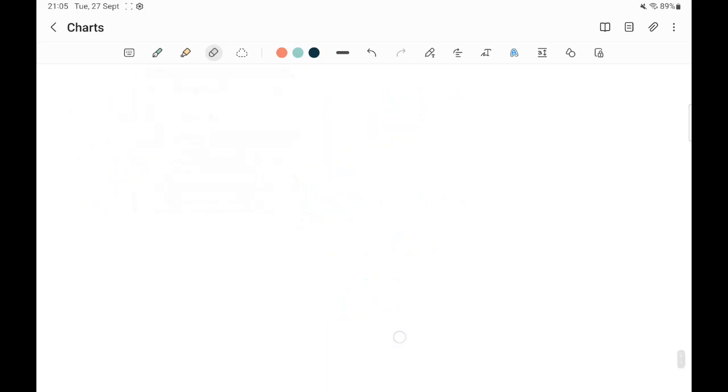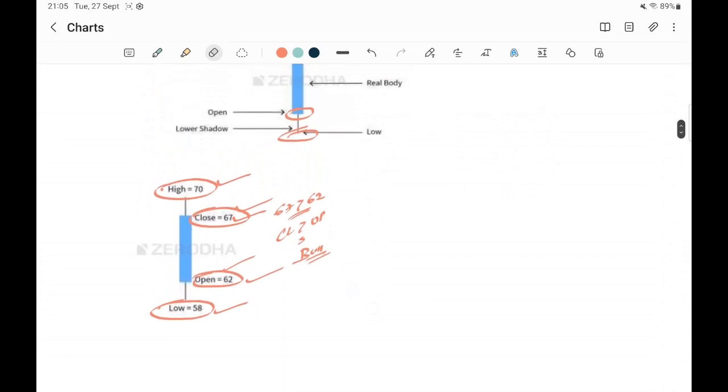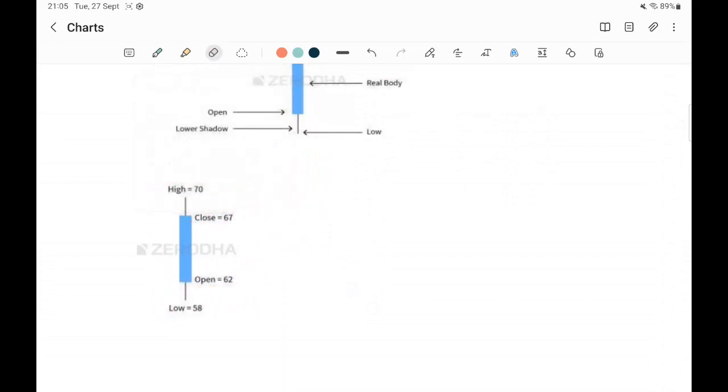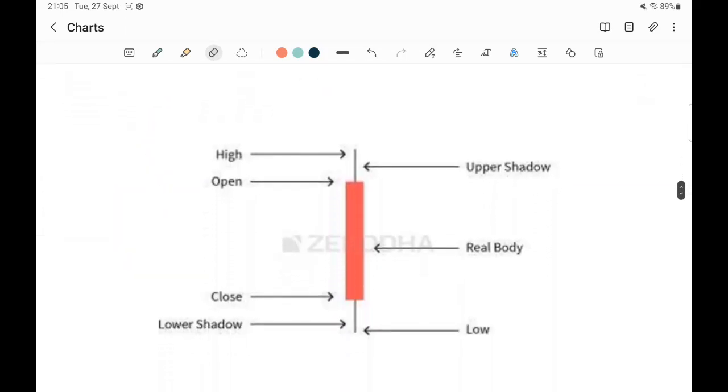Okay, let's clear the screen and go to the green candle. I hope all of you understood what the green candle is and how it is formed. Okay, so let's come to the red candle. The red candle is basically the opposite of the green candle. As I told in the beginning, the red candle is the bearish candle.